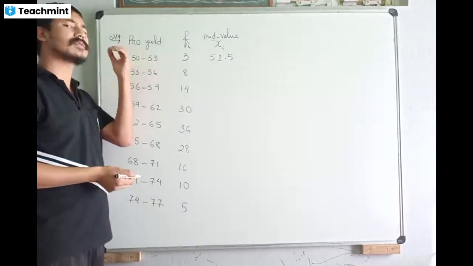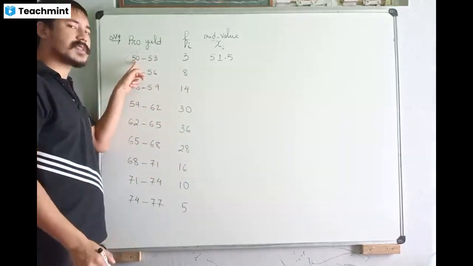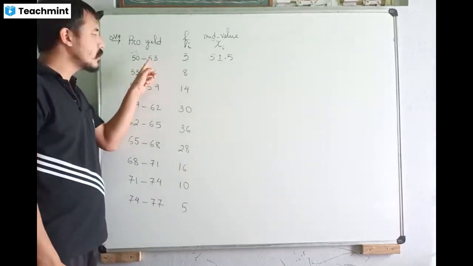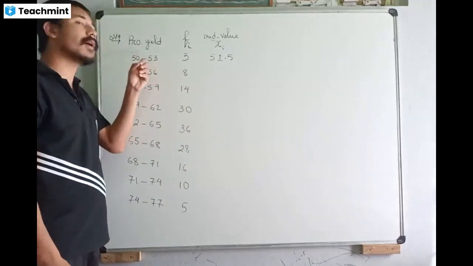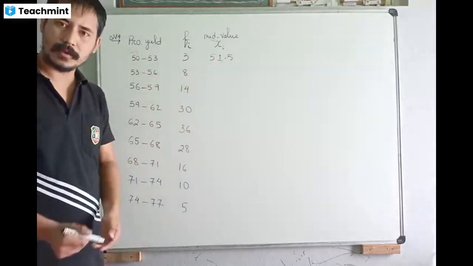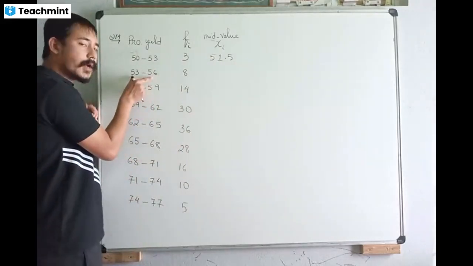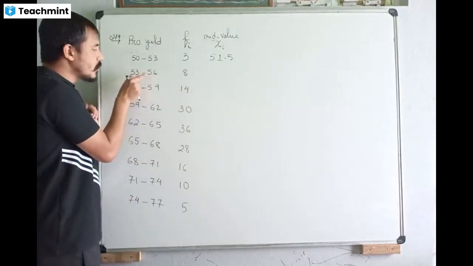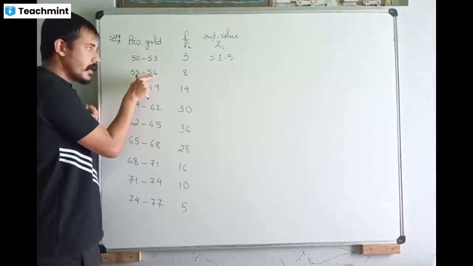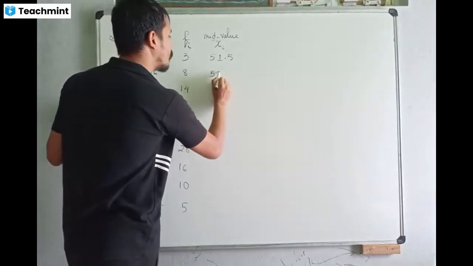Your first group is 50 to 53. The lowest item is 50. The highest item of the group is 53. So you add them and divide by 2. That will give you the center value of the group. Similarly, to find the center value of this group, add these two values and divide by 2, which gives 54.5.